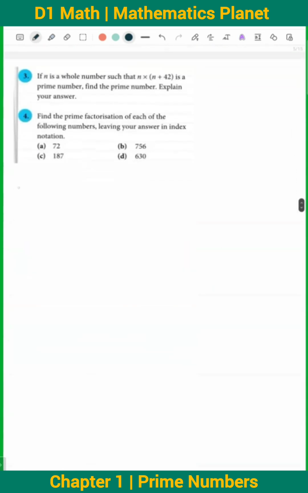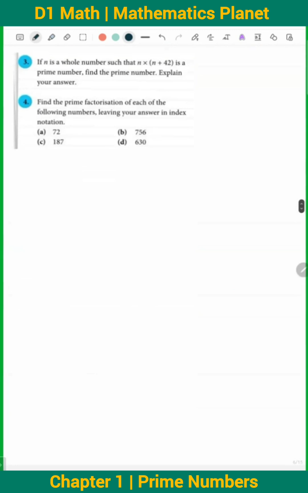If n is a whole number such that n times n plus 42 is a prime number, we have to find n. Now 42 is not a prime number. What should I add to 42 so that it will become a prime number? Can I put n equal to 1? Let's try by putting n equal to 1.